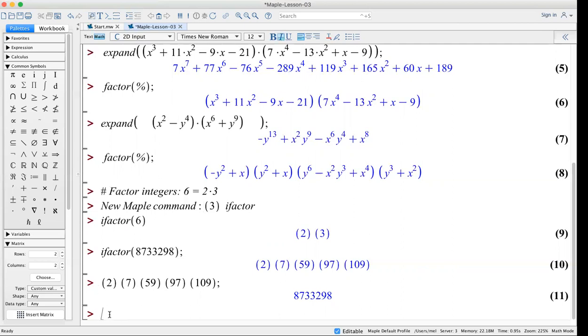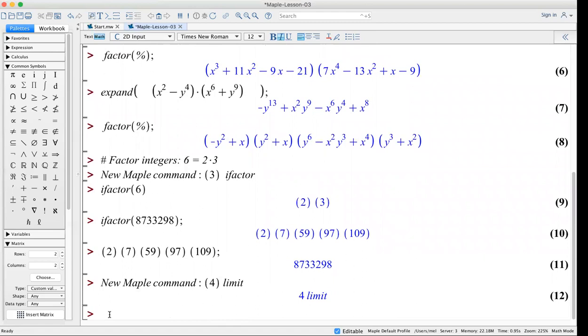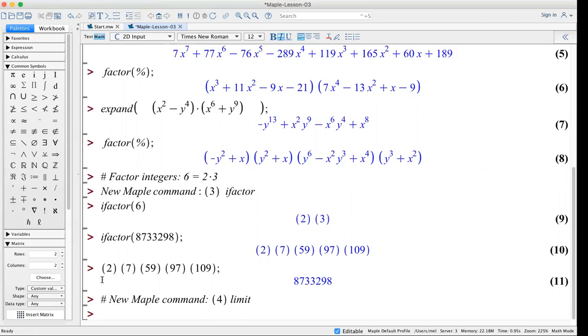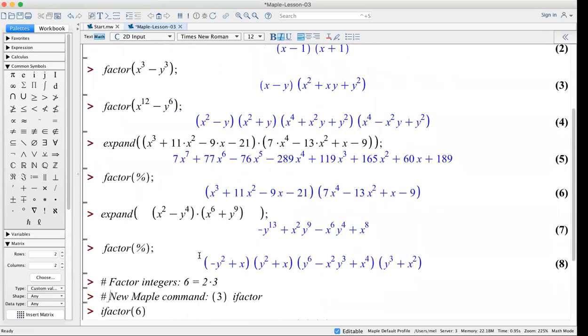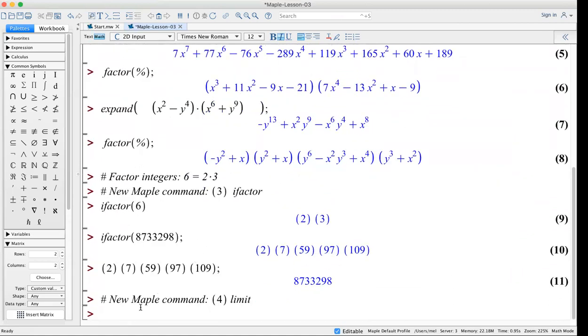Now this is another command, which is very important because this is what you spend a lot of time doing in calculus: you compute limits. Let me put the sharp sign. This tells Maple this is not a Maple command. This is just a comment, a statement that you're writing down.